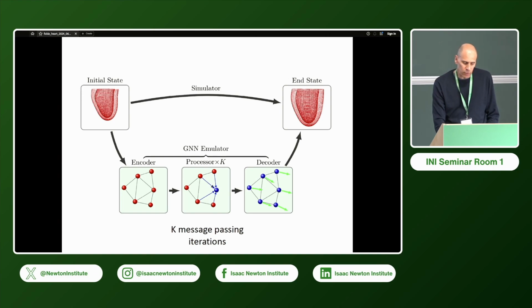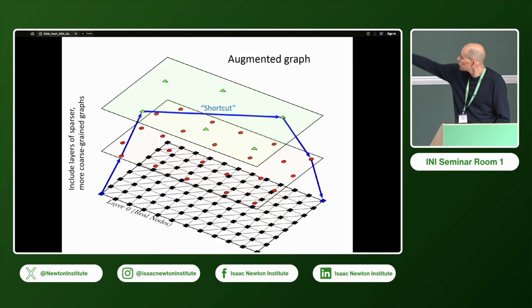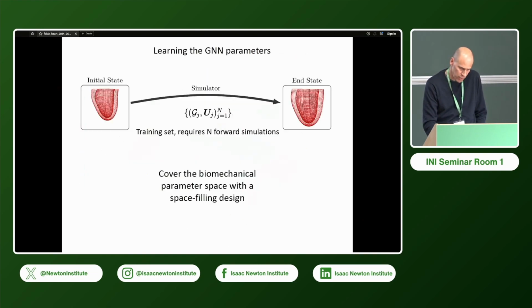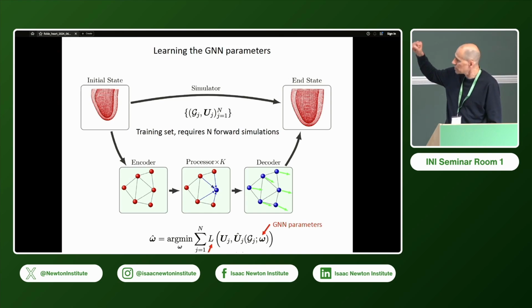So that initially didn't work. The reason is that it takes too long to move from one part of the graph to the other. We introduce shortcut connections. That's what we see here. We've got different, more coarse-grained layers in parallel, where we can get shortcuts, like being on a fast lane where information can travel faster from one part of the graph to the other. And then we train the graph by running simulations, covering the parameter space with a space-filling design. We look at the prediction from the simulator. Then we train the parameters of the graph neural network so that we minimize the mismatch between the prediction from the simulator and from our emulator.